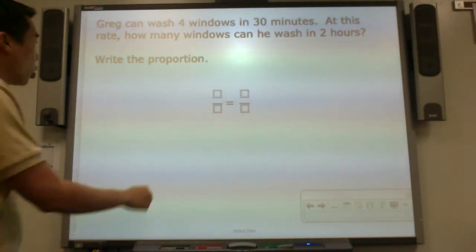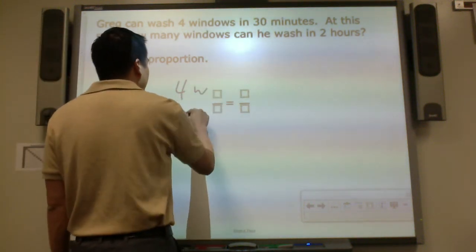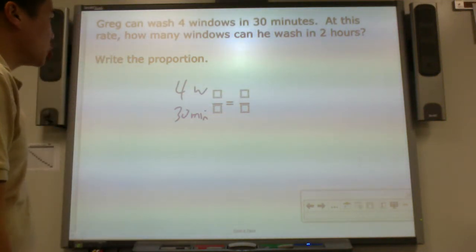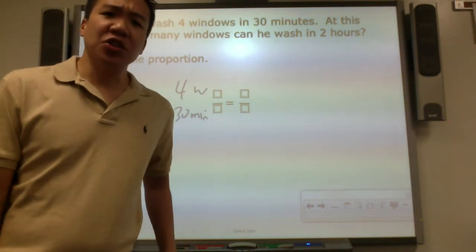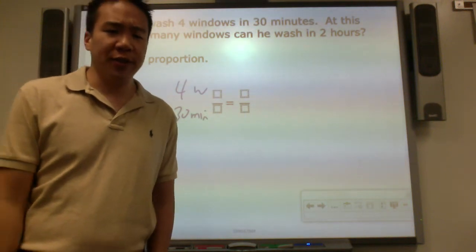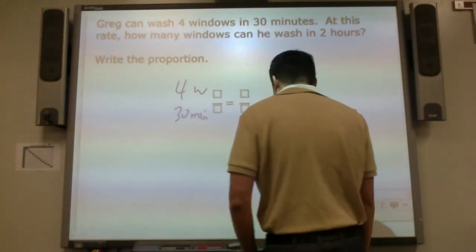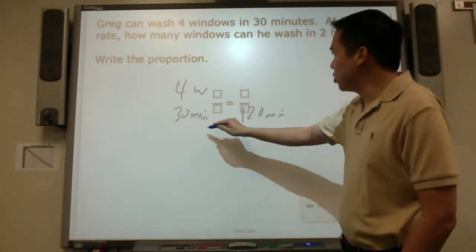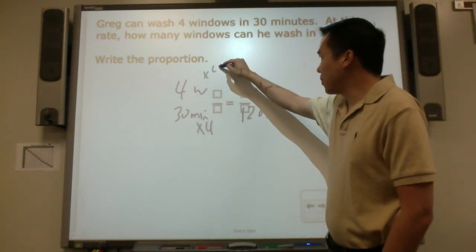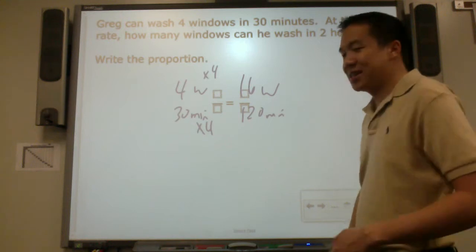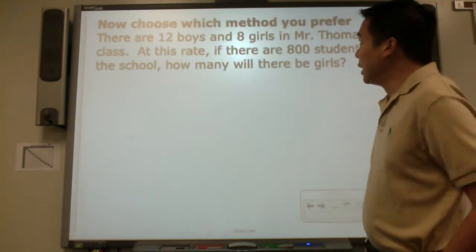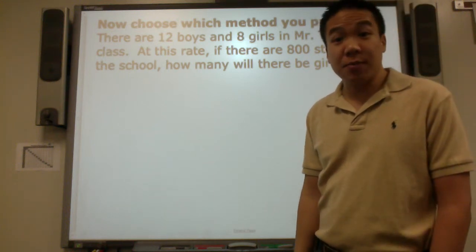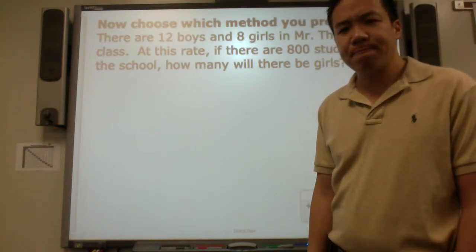Grant can wash 4 windows in 30 minutes. At this rate, how many windows can he wash in 2 hours? 2 hours. Is there another way to say 2 hours equivalent? An hour has 60, another hour has 60, so it's 120 minutes. So how do you build up 30 minutes to 120? Times 4, scale up. 16 windows is the answer. Now choose which method you prefer. Do you like the ratio table? Do you like proportion? It doesn't matter. Or do you like the bar diagram?